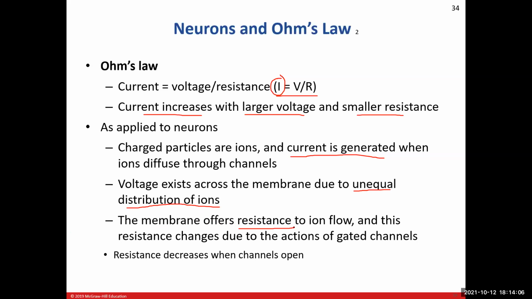Okay, so how do we change that resistance? We know that the ions can't directly diffuse right through the plasma membrane. They're charged. They're not small and nonpolar. So that's a problem for us. We have to put these transport proteins, these channels, in the plasma membrane. When those channels are open, that will decrease the resistance. If you also want to decrease the resistance, you can increase the number of channels, so when they open, it'll flow through.